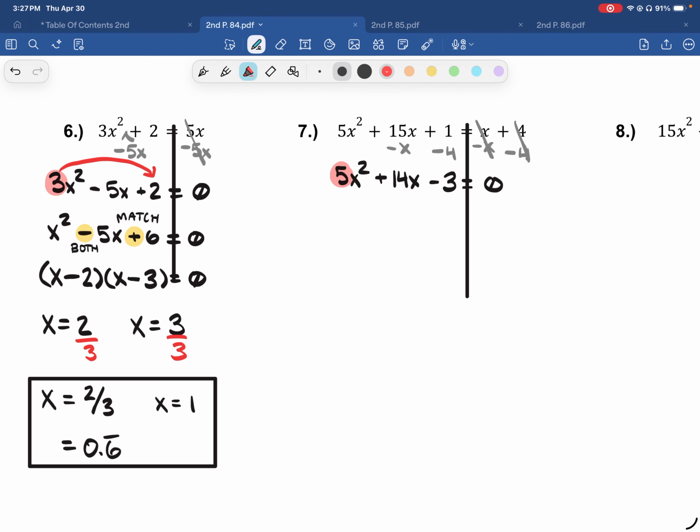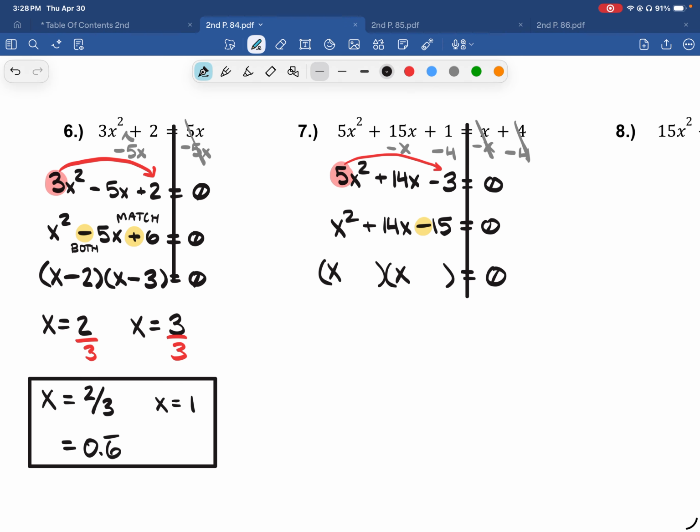Now that I've got it in standard form equal to 0, I can go ahead and start the slide and divide method, pull that 5 to the back and rewrite it as x squared plus 14x minus 15 equals 0. And now I'm ready to find the factors of negative 15 that add to 14. Because it multiplies to a negative, the signs are going to be a mix of one positive and one negative factor. The only numbers that could possibly multiply to negative 15 and add to 14 are positive 15 and negative 1.